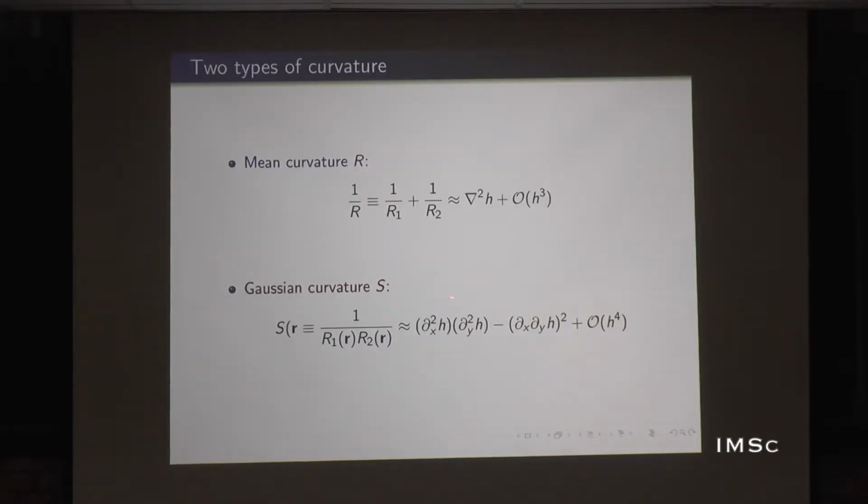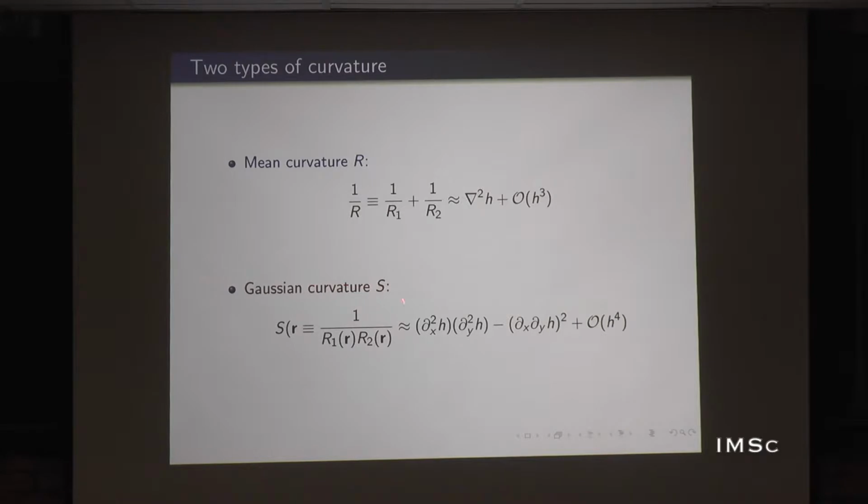So, the physics of these membranes is associated with two types of curvature. One is the mean curvature. We are discussing two-dimensional systems, so the curvature tensor is a 2 by 2 matrix. The trace of the curvature matrix is the mean curvature, which in the Monge gauge is basically del square h plus a small correction of order h cube, which we neglect because we assume the membrane to be nearly flat. So, order h cube is much smaller.